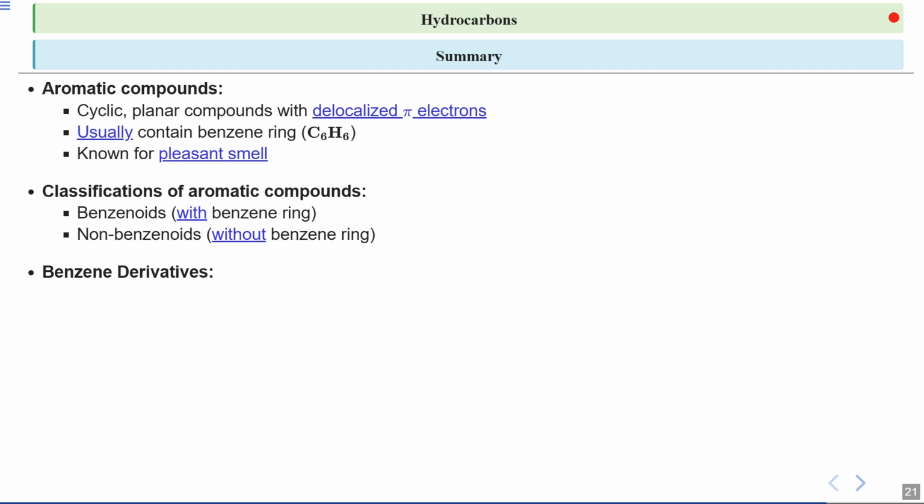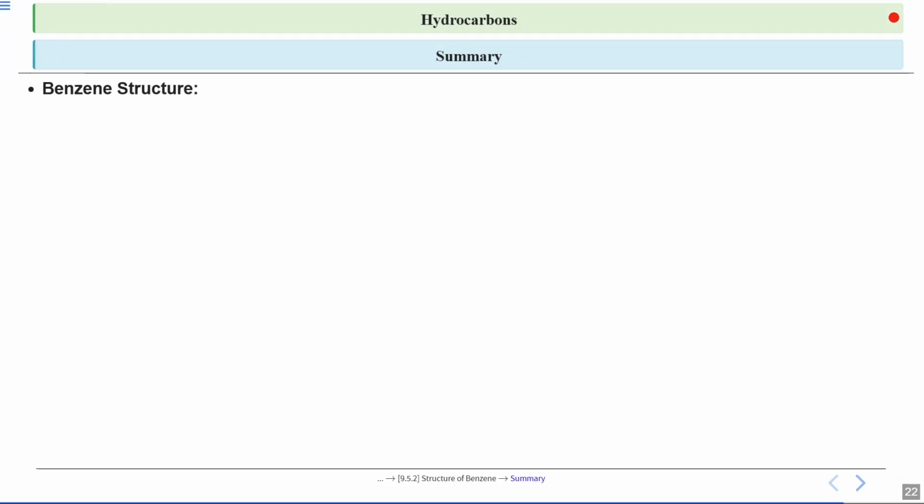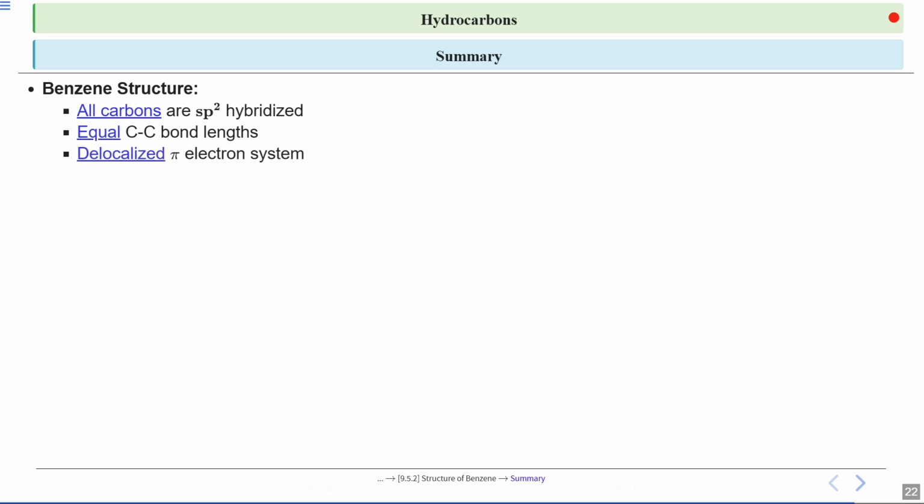Then we have benzene derivatives. Benzene derivatives can be of three types: monosubstituted containing one substituent, disubstituted containing two substituents, and polysubstituted containing more than two substituents. Moving on further, we talked about the benzene structure. All carbons are sp2 hybridized, which means they have hybrid orbitals that are a combination of one s and two p orbitals. Further, all the carbon-carbon bond lengths in the ring were the same, and they have a delocalized pi electron system. This delocalization was represented by a circle in the hexagon, as you can see in the structure that you have seen right now.